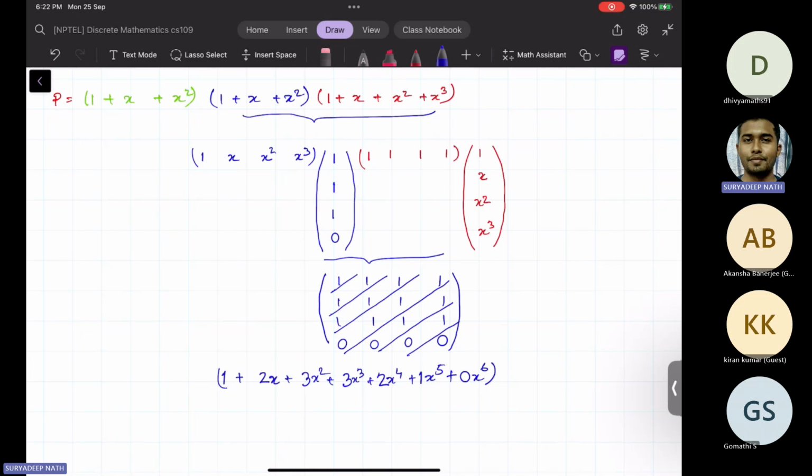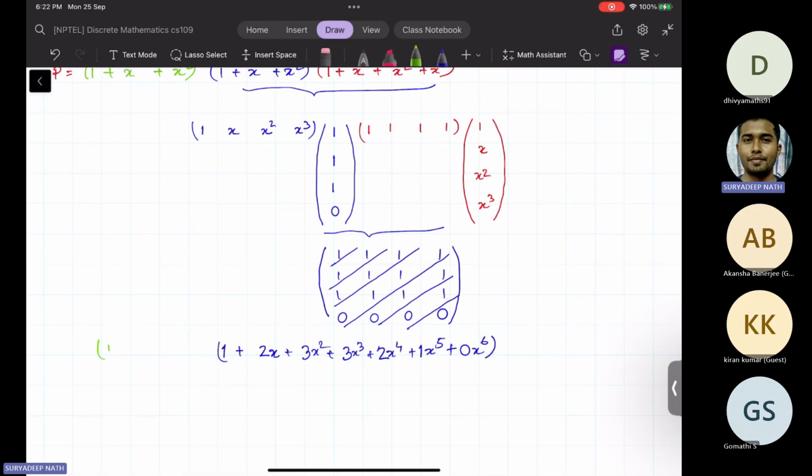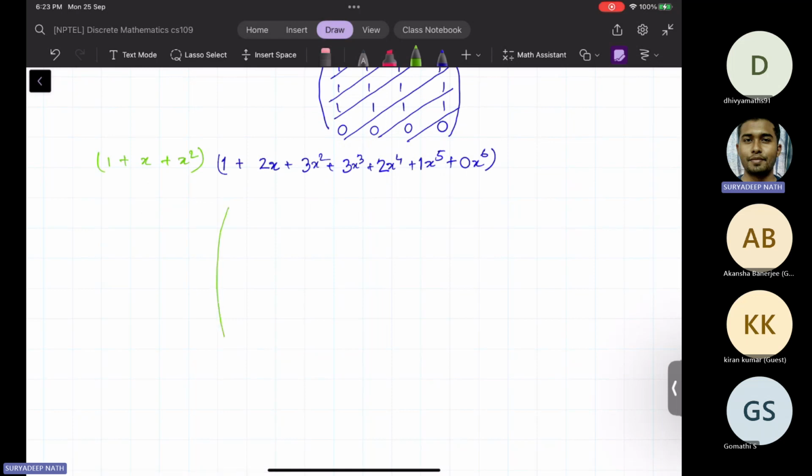So we have the first one, 1 plus x plus x squared. Again, we'll increase the terms for the green side. It would basically be a matrix multiplication of this. We'll consider up to x to the power 5. So it's 1, 1, 1, and 0, 0, 0. So we are considering 0x cubed plus 0x to the power 4 and 0x to the power 5.